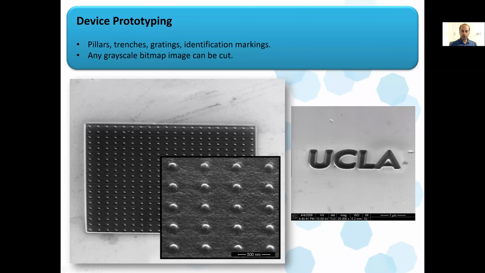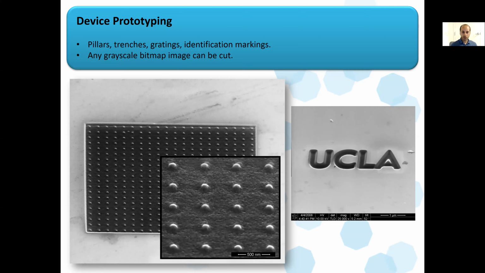So because you can tell the beam precisely where you want to go, you can do very quick prototyping. Features that you're seeing here, such as pillars and trenches and some marking, something like this would normally require doing various steps of lithography, depositions of metals, and etchings, and this could take weeks, if not months, if you have to learn how to do this all on your own.